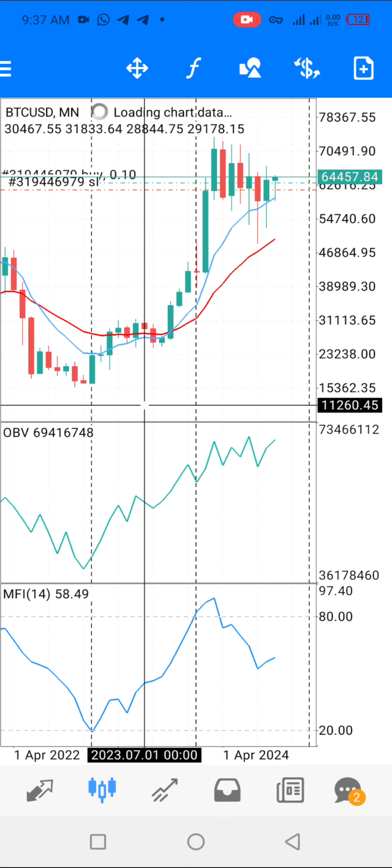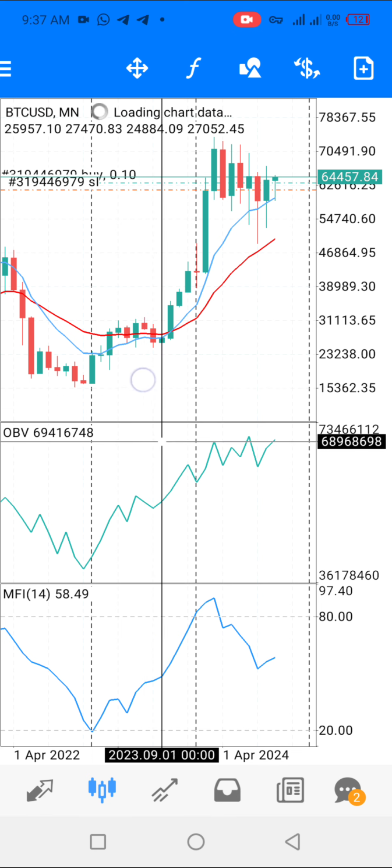So you may not need to enter until you wait for this confirmation where you have price crossing. These two moving averages are crossing each other, the lighter one above the heavier one, and then you can begin to think of making your decision.